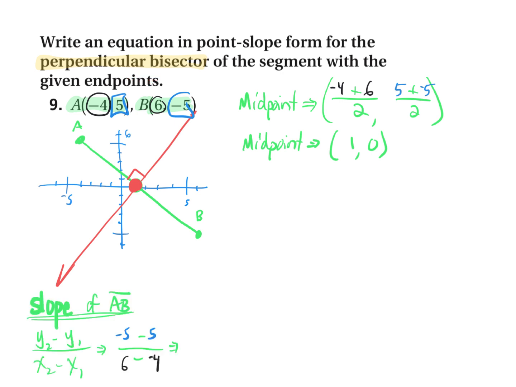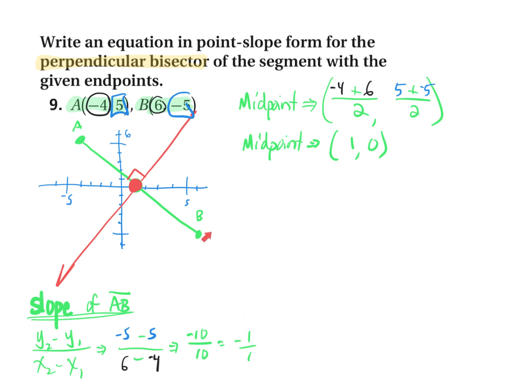So the slope of the green segment, which is the slope of segment AB, is the rise over the run. So to find the rise, we'll subtract the y's. Y's up in the skies. -5 minus 5. And we'll take the x values, 6 and -4, and subtract them down below. The slope of the green segment is -10 over 10, which is -1.